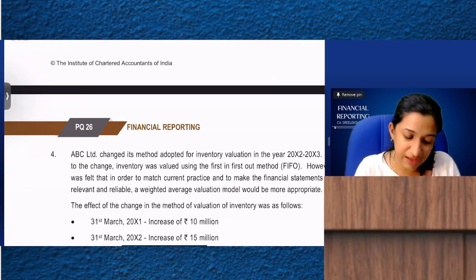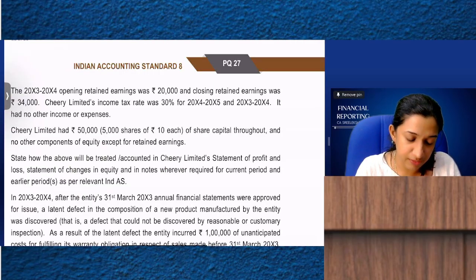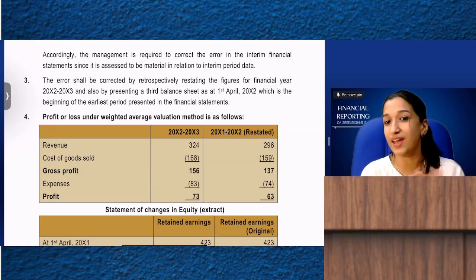Okay, 4, 5, 6, 7 is very easy. We have already done. So that's it, guys. With this, we are wrapping up Ind AS 8. Focus on those lengthy questions which we have done.